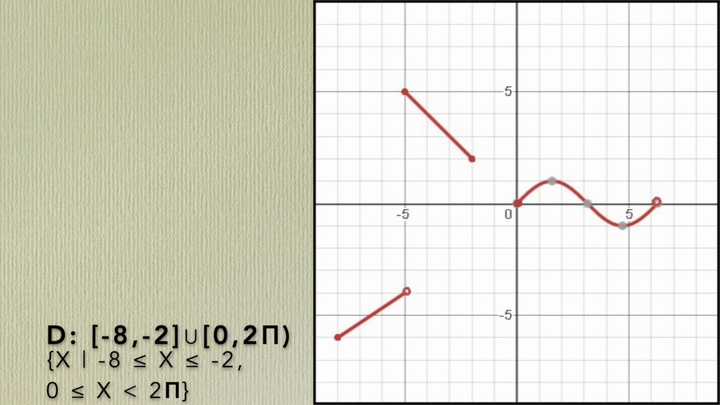Then there's a break, so we put a union. And then we're starting at 0, so we're going to put bracket 0, comma, until we get to the end, which is 2 pi. And since it's open at 2 pi, we close with the parentheses.